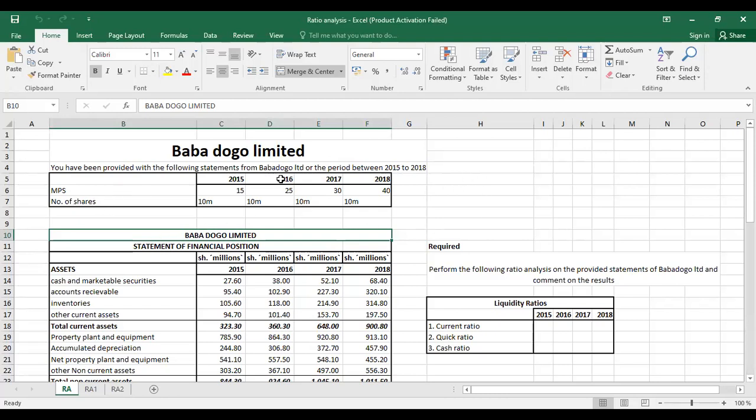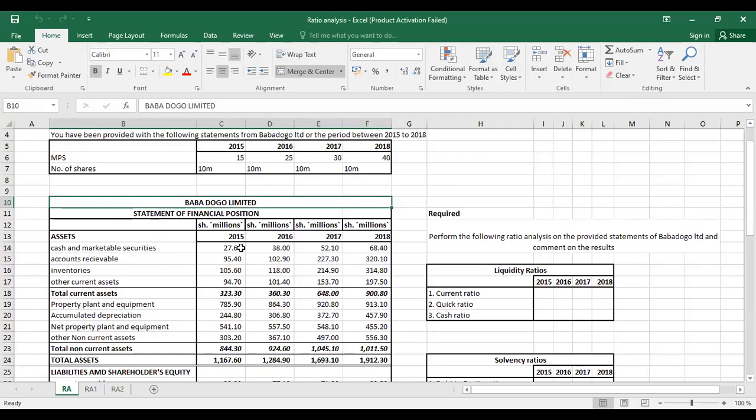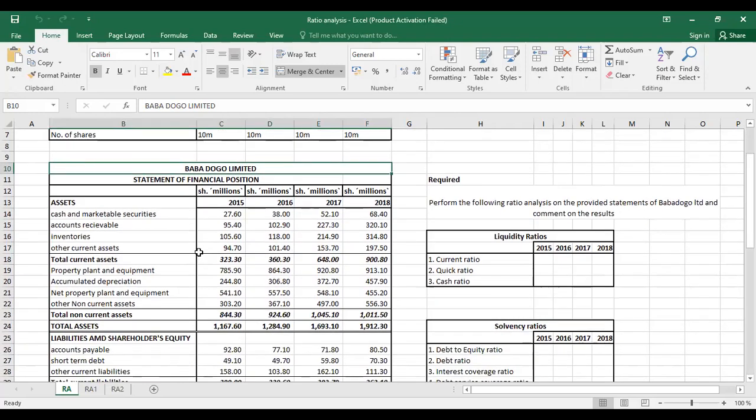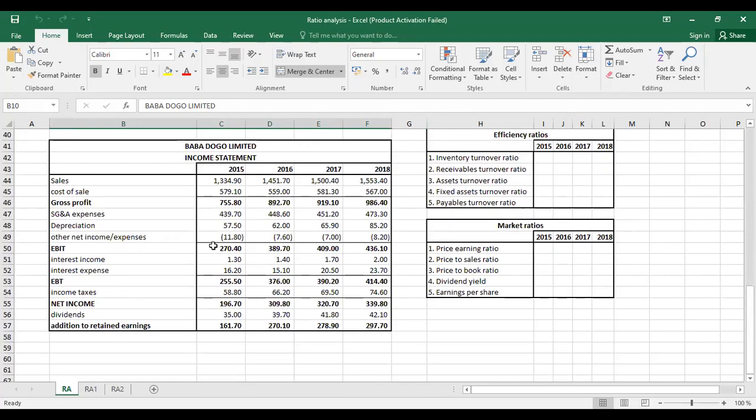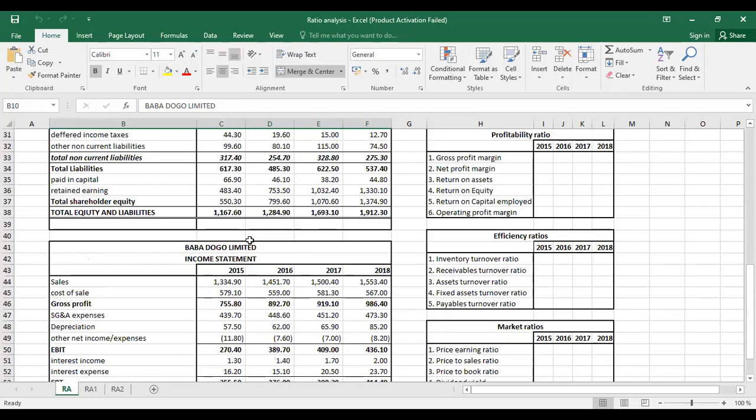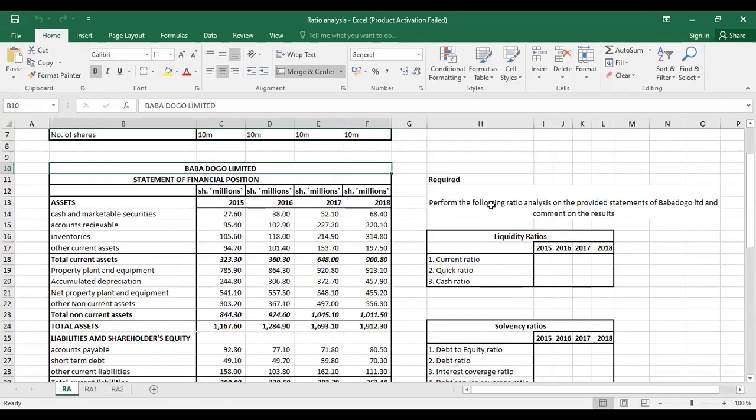So there you have the market price per share. You also have the number of shares. Then you have the statement of financial position there, then you also have the income statement for the years. Then we've been told, required: perform the following ratio analysis on the provided statements of Babadogo Limited and comment on your results. So we'll start with the cash ratio.